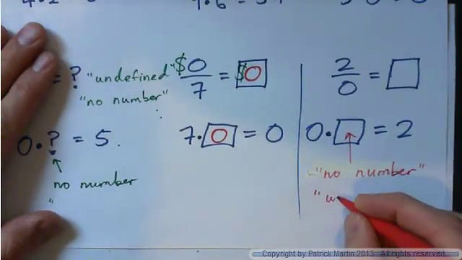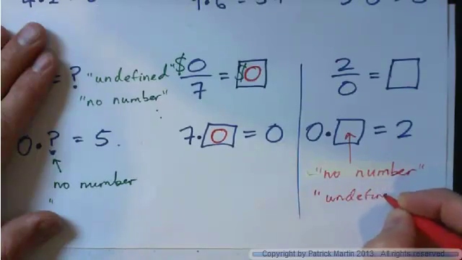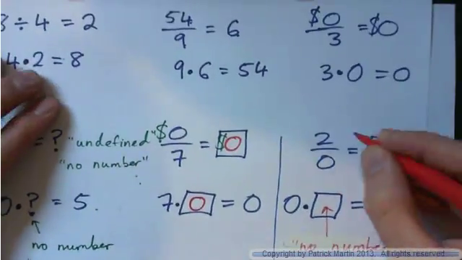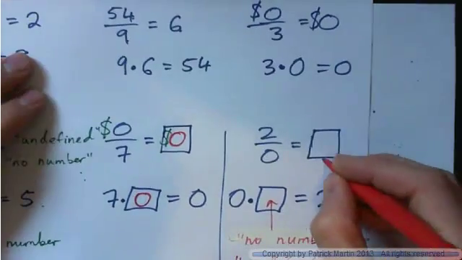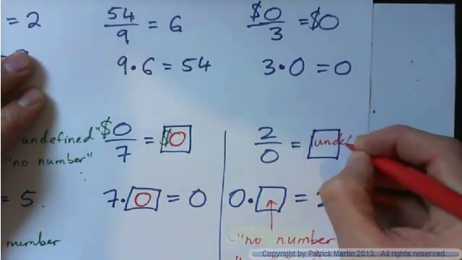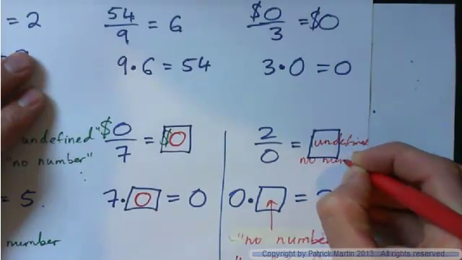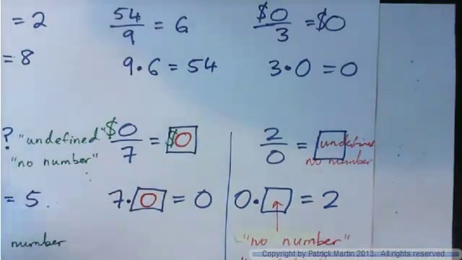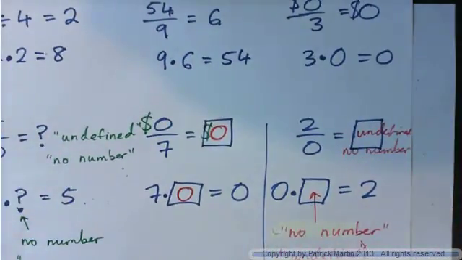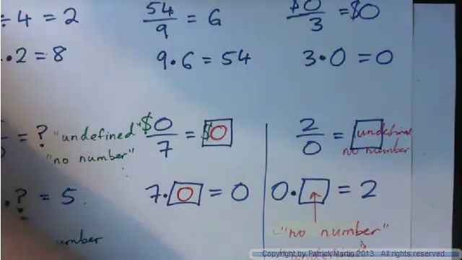Or in other words, you'd say that that is undefined. So 2 over 0, you could say it's undefined, or you could just say there's no number. Either one of these answers would be correct, or impossible, or can't be done, anything like that. So no number is the answer. There is no number that works.